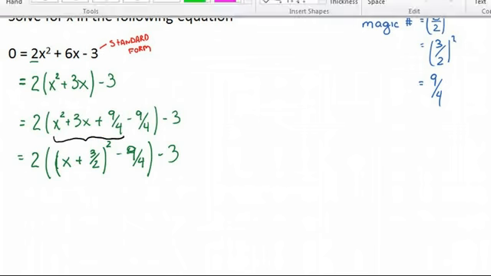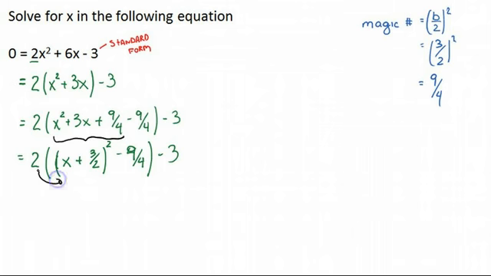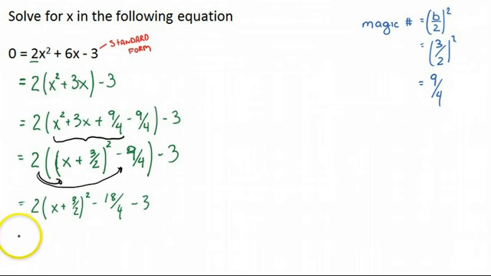A little trick to note is that the value here will always match b over 2. So then, once I've done this step, I multiply this 2 back in. So I multiply the 2 into here, and I multiply the 2 to there. So I end up with 2 times x plus 3 over 2 squared minus 18 over 4 minus 3. And now I want to take a second and reduce this fraction. Always good to reduce those fractions.